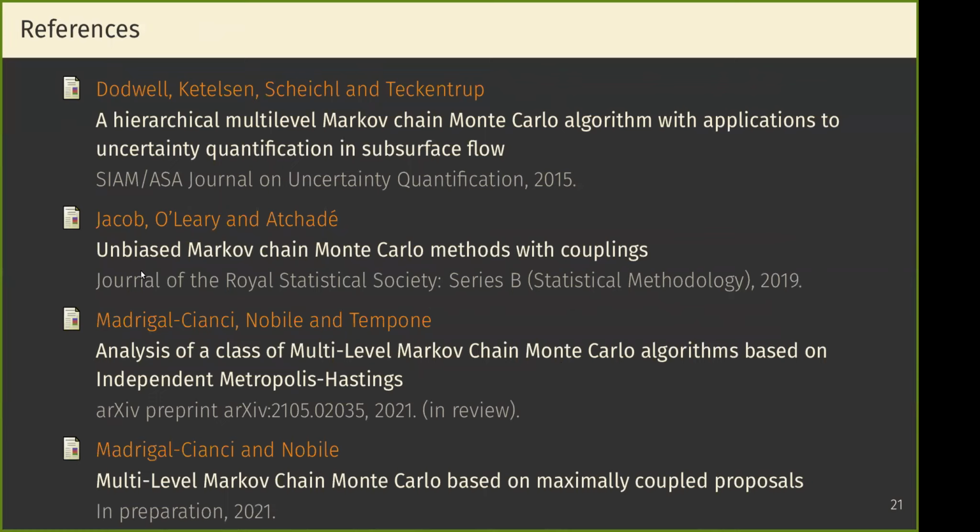And lastly, some references. This seminal paper by Dodwell et al. is the first paper on multi-level MCMC, at least that I'm aware of. This paper here discusses maximal couplings for a different type of application. And these two works here, this one that is on archive and this one that we're finalizing, are the meat of this topic.